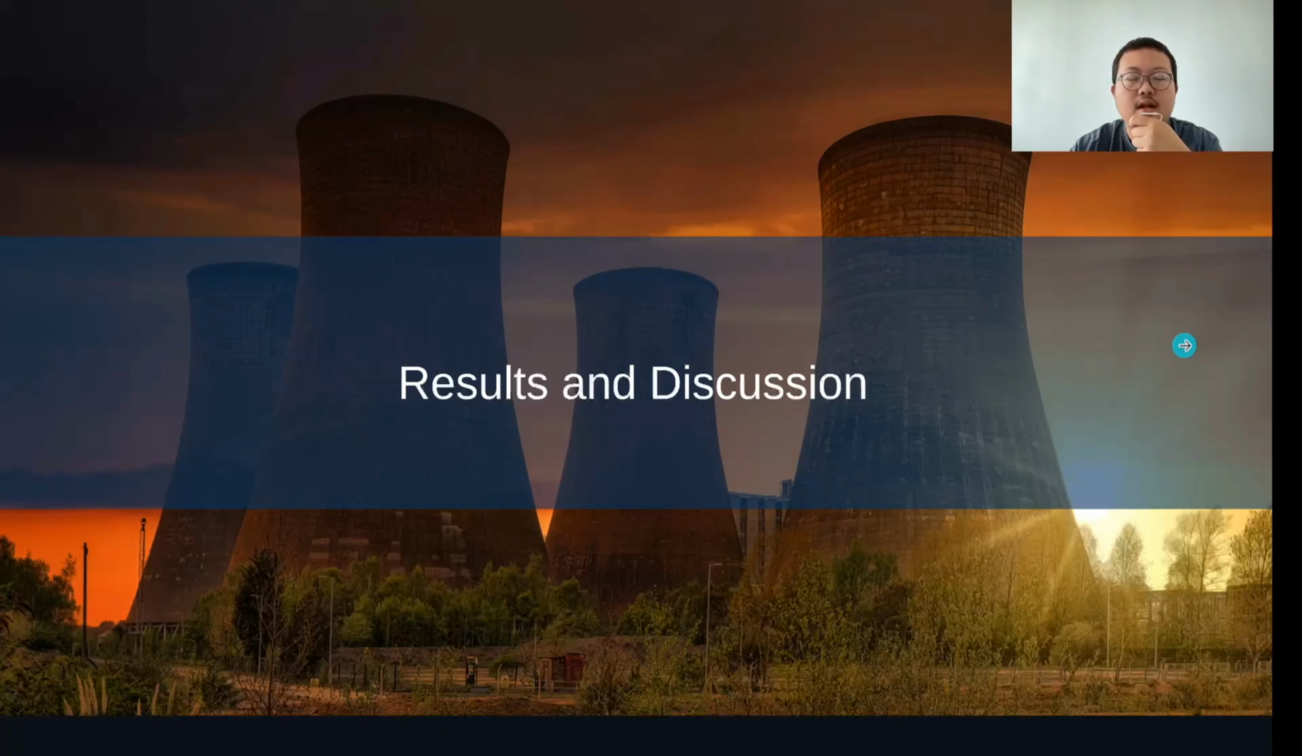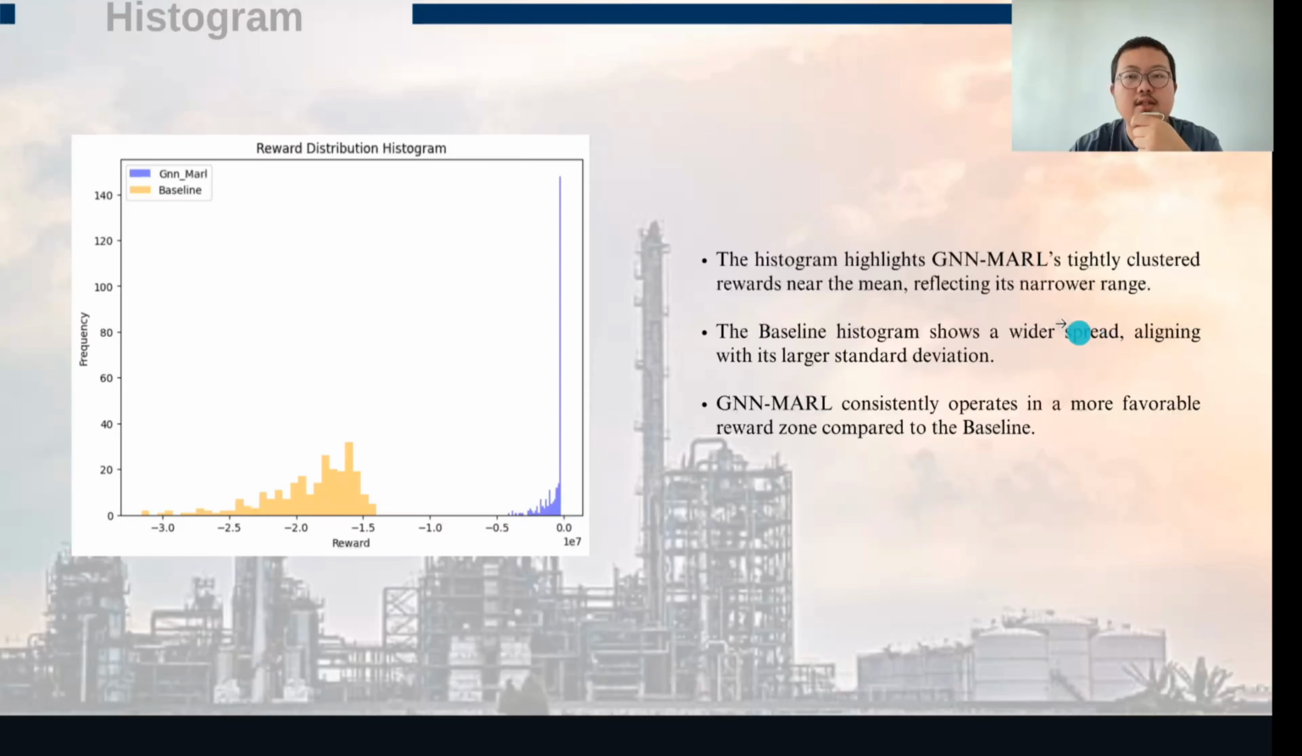Thank you, Yaxing. Now I'll talk about the results and discussion for the project. The histogram highlights GNN MARL's tightly clustered rewards near the mean, reflecting its narrower range. The baseline histogram shows a wider spread, aligning with its larger standard deviation. The model also consistently operates in a more favorable reward zone as compared to the baseline.